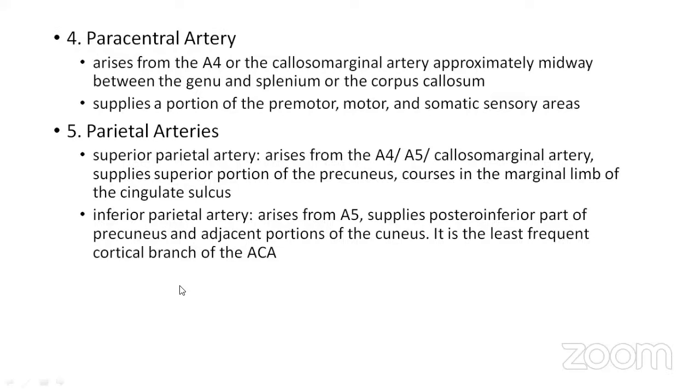Paracentral artery arises from the A4 or callosal-marginal artery approximately midway between the genu and splenium of the corpus callosum. It supplies portions of premotor, motor, and somatosensory areas. The superior parietal artery arises from the A4, A5 or callosal-marginal segment, supplies the superior portion of the precuneus, and courses in the marginal limb of the cingulate sulcus. The inferior parietal artery arises from the A5, supplies the posterior inferior part of the precuneus and adjacent portions of the cuneus, and it is the least frequent cortical branch of the ACA.